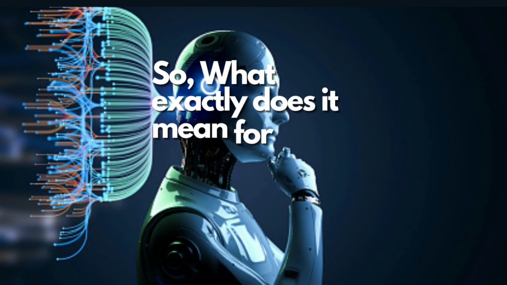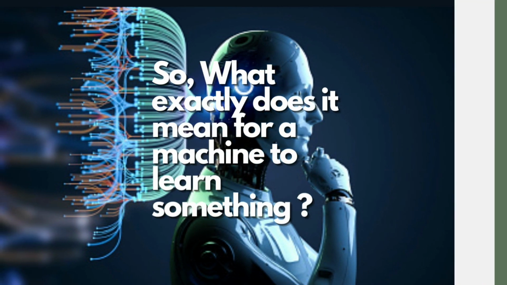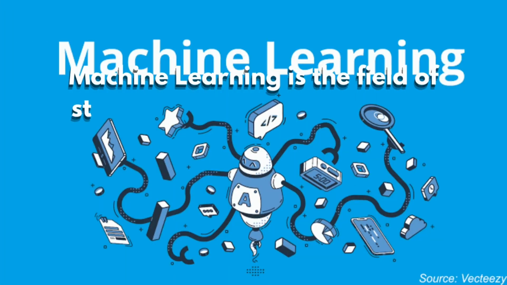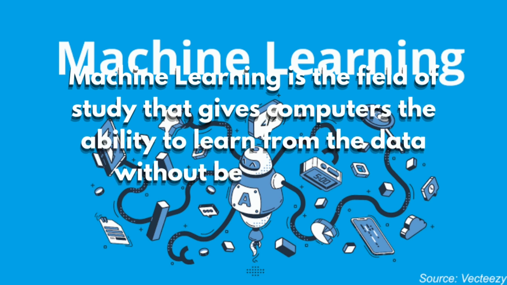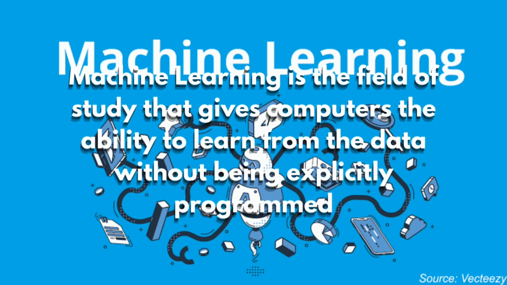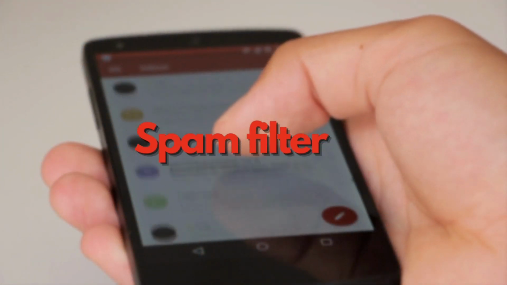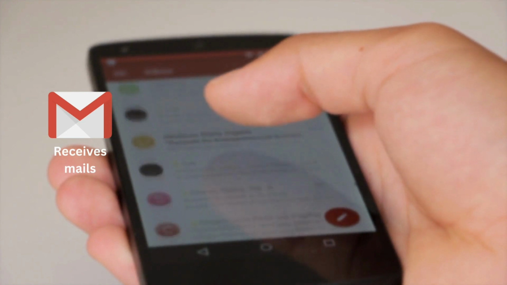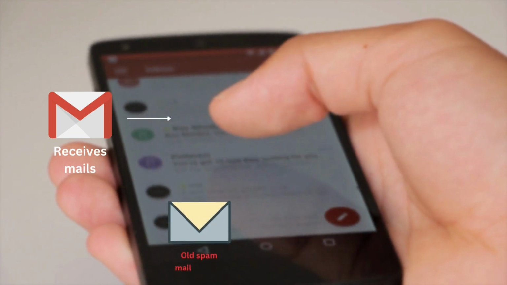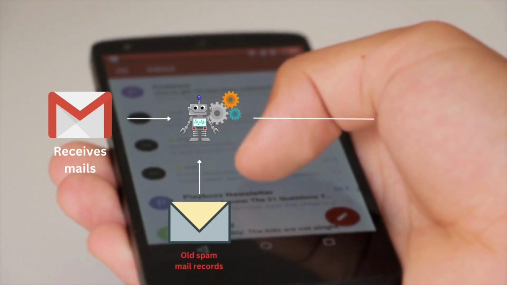So what exactly does it mean for a machine to learn something? Machine learning is the field of study that gives computers the ability to learn from the data without being explicitly programmed. Consider an example, a spam filter. A spam filter is a machine learning program that should learn by itself to identify spam emails from given examples of spam emails and regular emails.